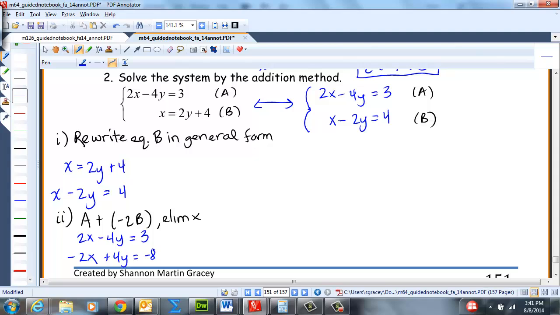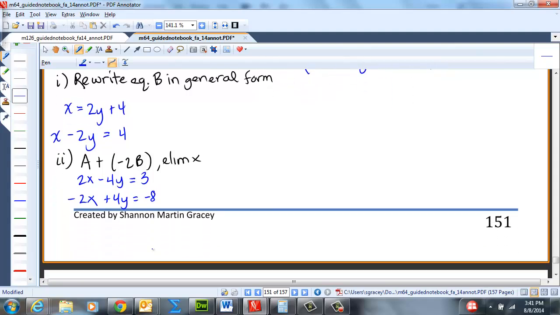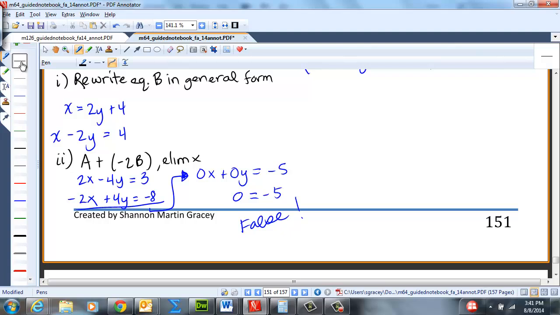So now what's going to happen when I add those? Do you see that we're going to get 0x plus 0y is equal to -5. 0 times anything is 0, so we get 0 is -5, which is definitely false. It's a contradiction. If you get a contradiction, what does that mean? That means there is no solution.